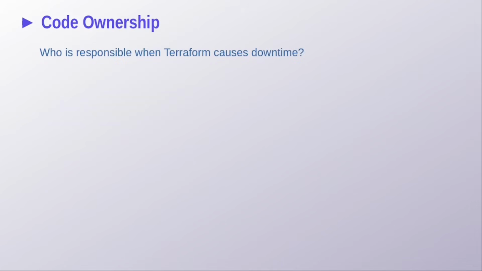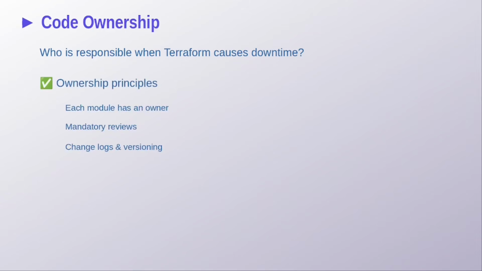Ownership. Who is responsible when Terraform causes downtime? This is a serious question, and professionals have a clear answer. Ownership principle: each module has an owner, mandatory review, changelog, and versioning.